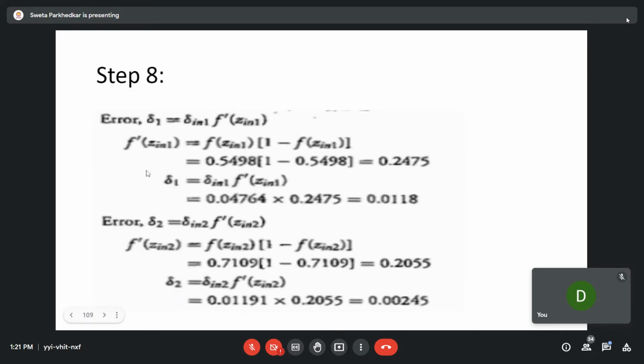Okay, the next step after this, we need to find the errors, that is delta 1 and delta 2 for both hidden layers. So it is delta in 1 times f dash of z in 1, and delta in 2 times f dash of z in 2. For f dash of z in we use the same formula, but you need to calculate z in 1 and z in 2, and then multiply with delta 1 and delta 2. Write this down; there is mostly calculation here, nothing much to understand, it's just calculation.